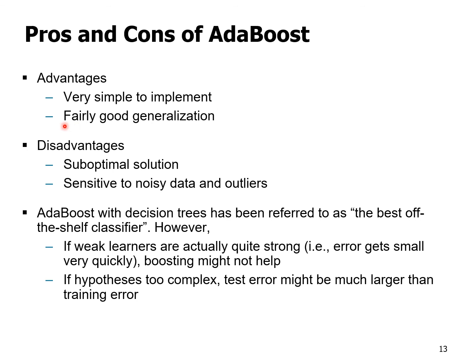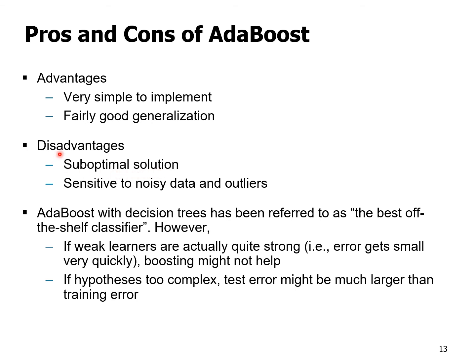And even though the algorithm is simple, it shows pretty good performance. Its accuracy is pretty high, and as I said, it is quite competitive compared to other state-of-the-art methods. The disadvantage is that the answer we get from AdaBoost is not globally optimal. There is no guarantee that the answer we get from AdaBoost is the global optimum, so we have a suboptimal problem.